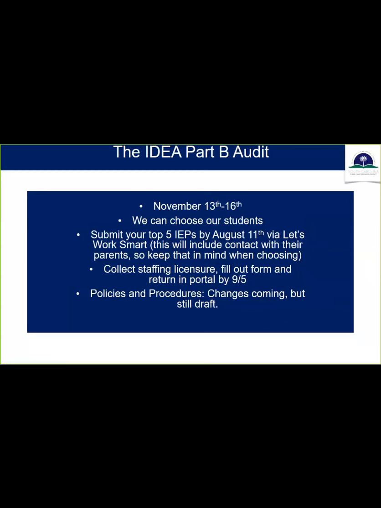The good news is that we can choose our students, so they're not going to give us a list of names. We actually get to choose our best and send them our best, which is great. So what we'd like you guys to do is, again, submit your top 5 IEPs by August 11th through the portal. And just keep in mind that could include contact with those students' parents. So if you've got a student that has an awesome IEP, but a parent that's kind of explosive, I would rethink submitting that student.